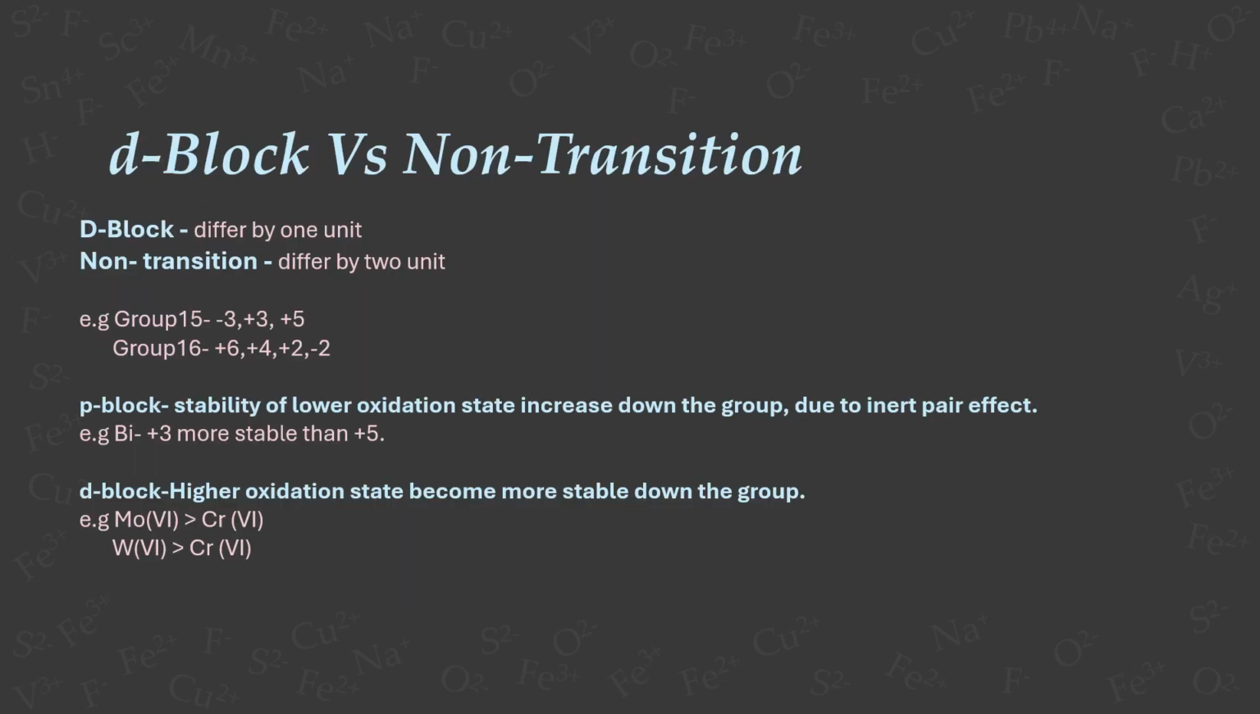In d block elements, oxidation states differ by 1 unit, whereas in p block elements they differ by 2, and the key contrast is in the stability of oxidation states. In p block elements, lower oxidation states become more stable down the group due to the inert pair effect. For example, Bi with +3 is more stable than with +5. On the other hand, in d block elements, higher oxidation states tend to be more stable as you move down the group. Examples are shown in the slides.